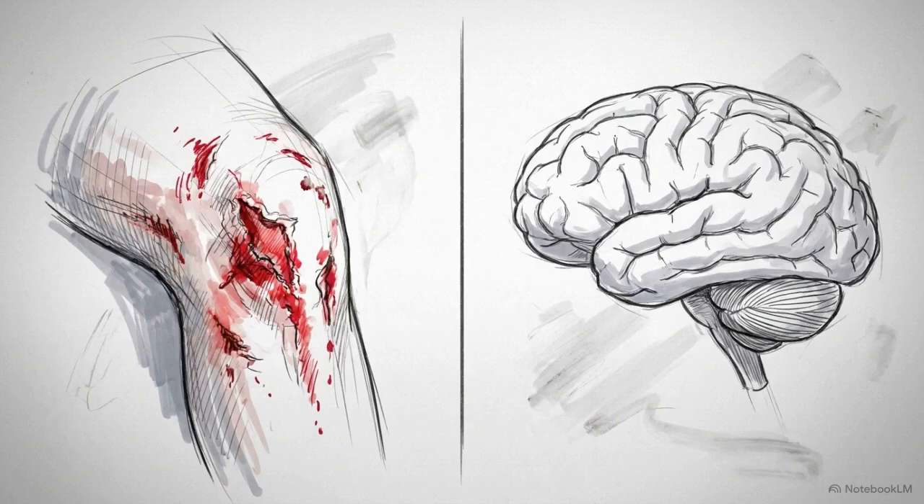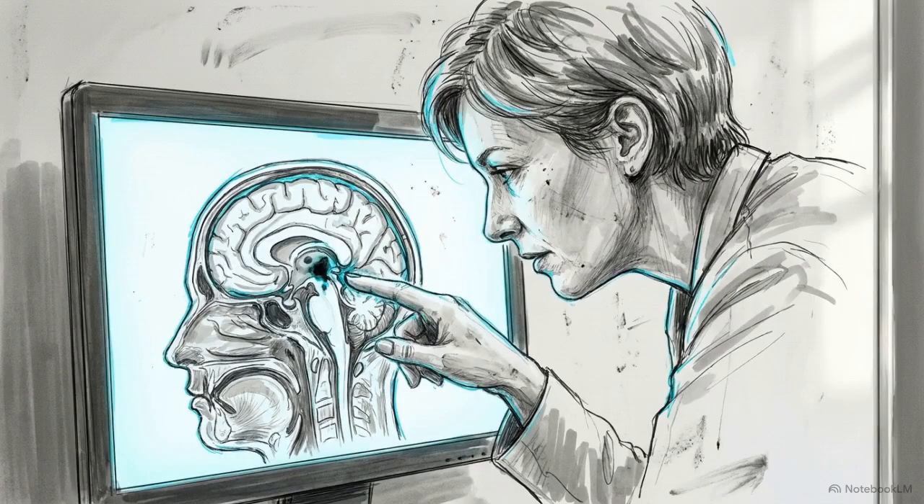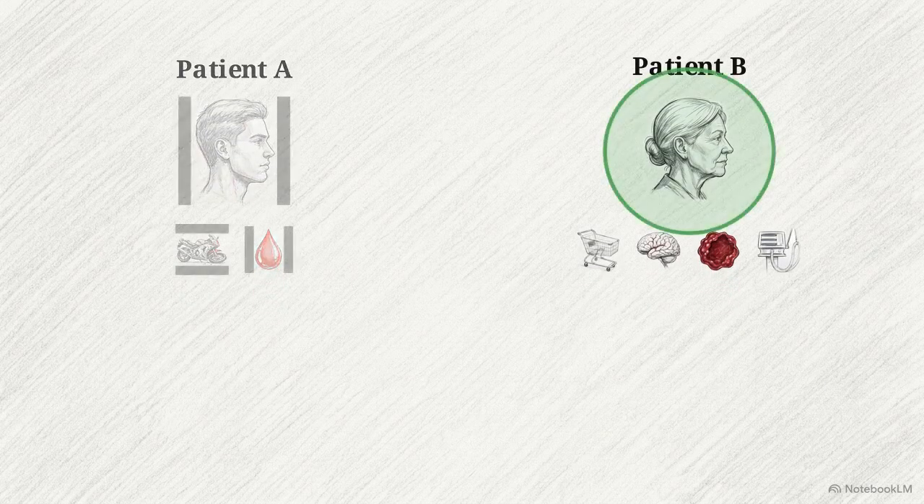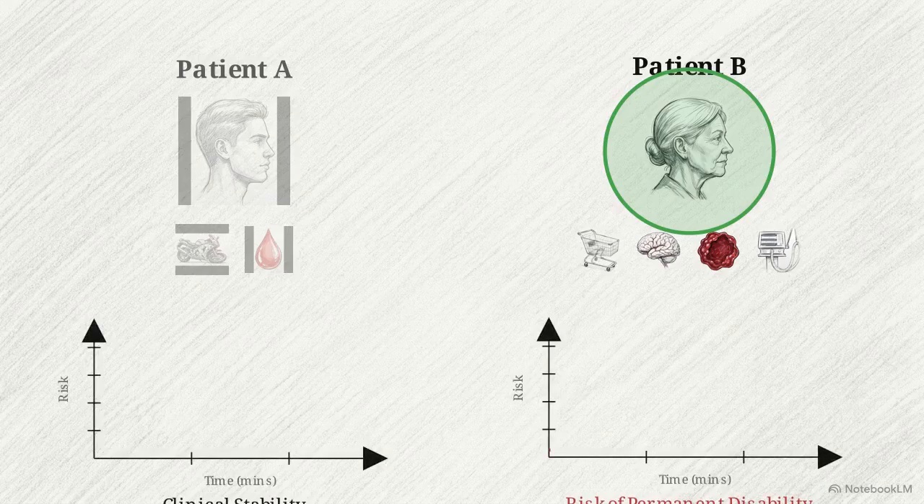Making this call requires moving past a static evaluation of who looks sicker. The core of the dilemma has shifted to a dynamic calculation of who is actively losing time. The better supported decision is option B. You must treat the older patient with the confirmed stroke first. This comparison of risk metrics explains why.